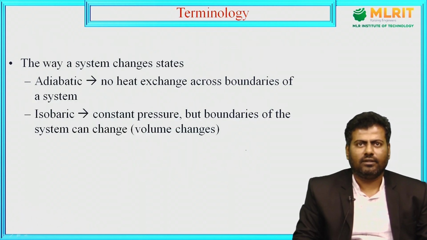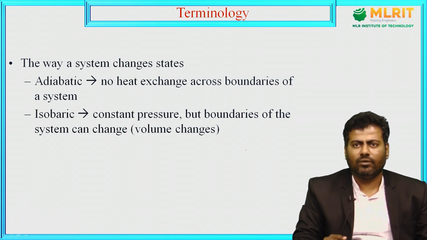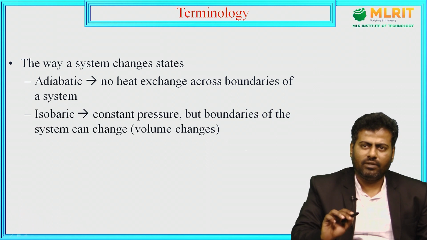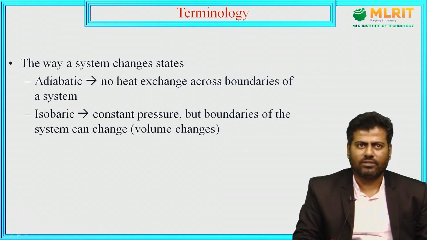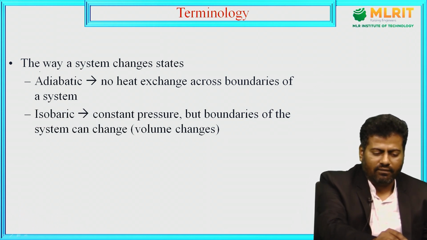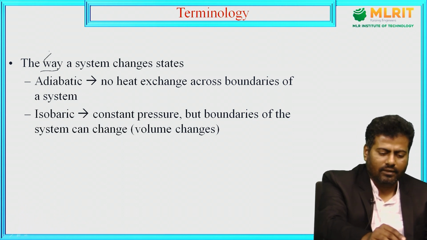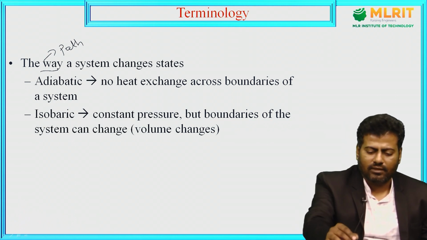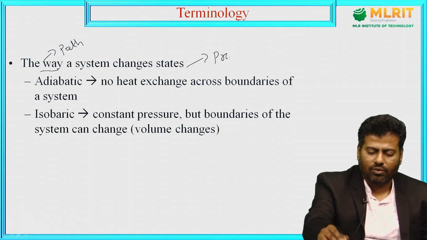After defining the state, we are supposed to enter into the process. Once I know the initial and final state, I can find out which process this belongs to. For that I need to find out the way, or path, the way a system changes states. That leads to the process.